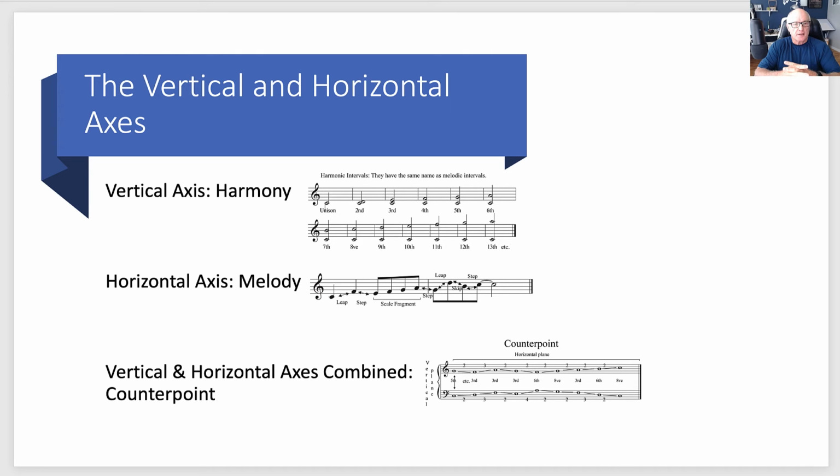The vertical axis is made up of intervals, the distance between two notes, and it can be from two notes to almost an infinite number. The melodies are made up of leaps, steps, and skips, and scale fragments, as we'll see. And then when we put the two together, we get something called counterpoint, which is melody against melody. And that becomes pretty much the foundation for Western music.